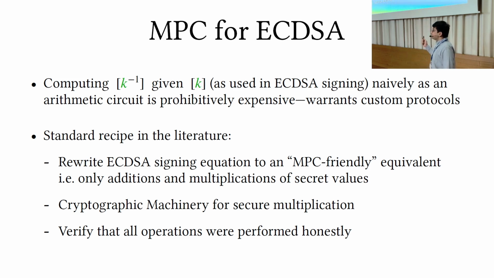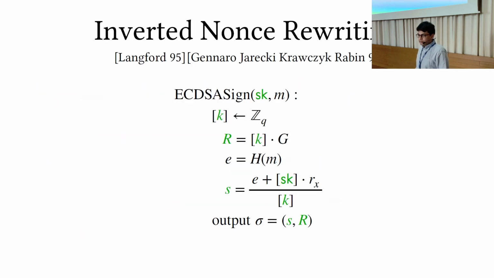So there's a standard recipe in the literature that I guess we sort of retroactively fit onto different papers, but we can begin to solve this problem by rewriting the ECDSA equation to be more MPC friendly, so that we make minimal use of additions and multiplications and don't do things like inversions and other annoying things like that. Next, we need some sort of cryptographic machinery to actually compute our rewritten equation in some secure way. And finally, we need some mechanism to verify that all of these operations are performed honestly. So what do I mean by this? Let's go back to the first paper that tried to solve ECDSA. This is many decades ago.